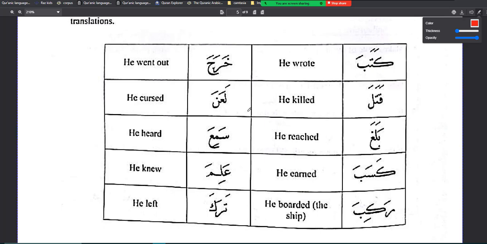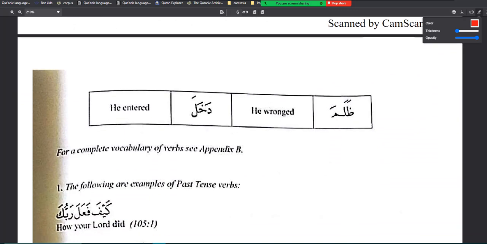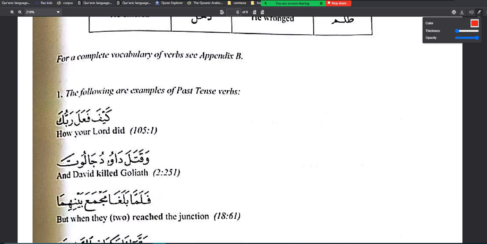So choose any three from these. The middle letter should be variable. It should be Sami'a and or 'Alima. You can choose, or you can choose Karuma. Karuma is where the middle letter has a Dhamma. Apart from that, you can make Nasara or Kharaja or anything, whatever you like. But three charts with meaning, inshallah. Okay, will you all do it? And dakhala is to enter, he entered. Zalama is he wronged. And for a complete vocabulary of verbs, see Appendix B. It's at the end. You have a lot of words with meaning, inshallah.